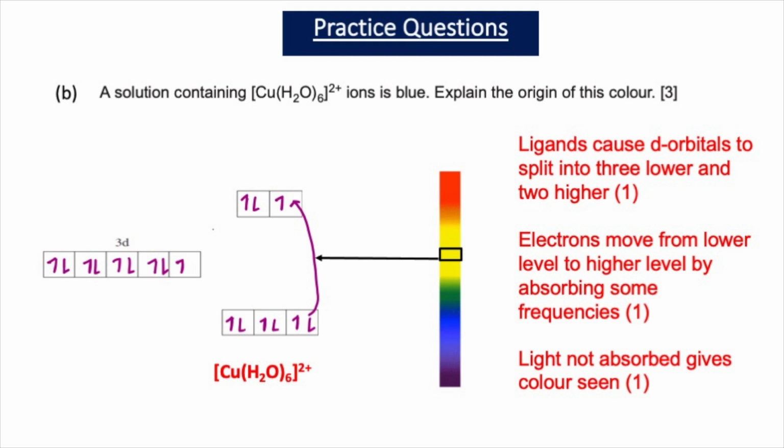So in this question, marks were awarded for the following. If you got across the idea that ligands cause d orbitals to split, with 3 lower d energy levels and 2 higher energy d levels, you get a mark. If you said that electrons move from lower level to higher levels by absorbing some frequencies of light, that idea gets you a mark. And if you got across the idea that light not absorbed gives the colour seen, you get the 3rd mark.